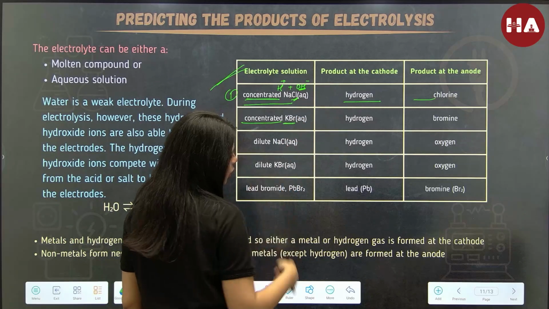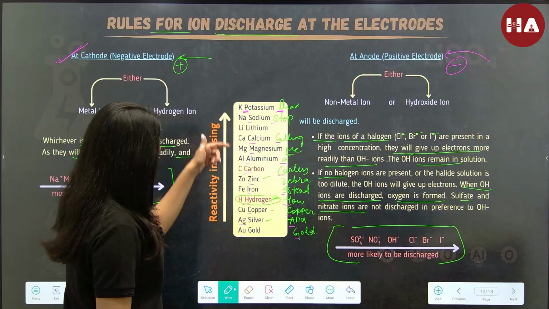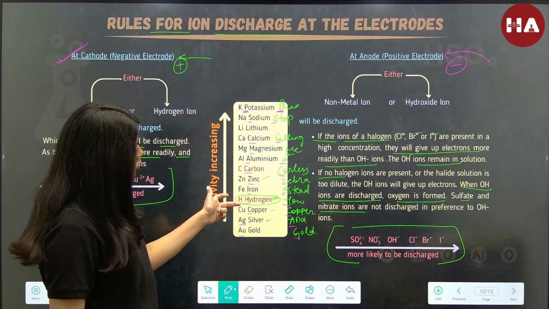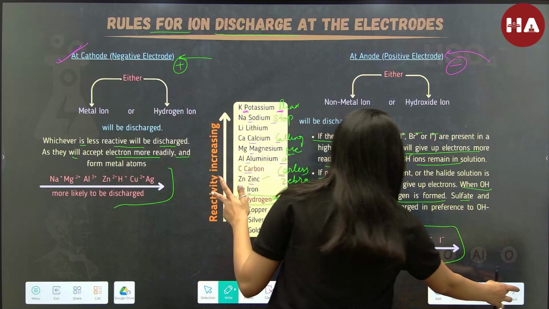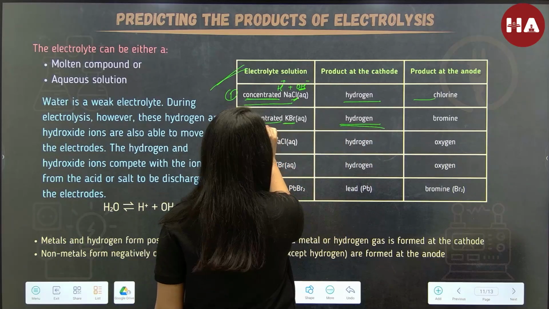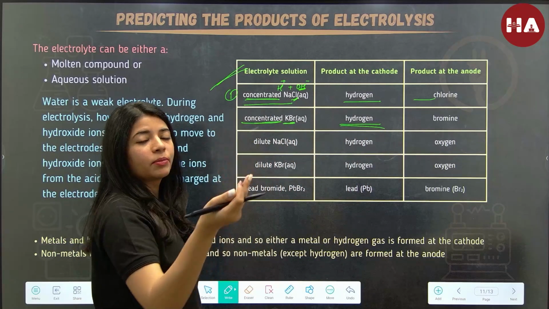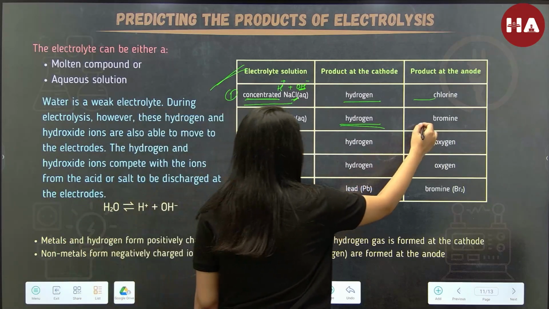So K is potassium, and we can see that potassium lies above hydrogen, hence I can say hydrogen gas will be produced at the cathode, definitely. And what about concentrated Br? Concentrated Br means the halogen is present at higher concentration, hence bromine gas will be produced.